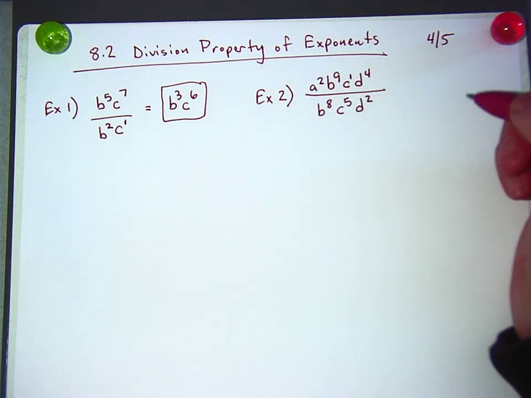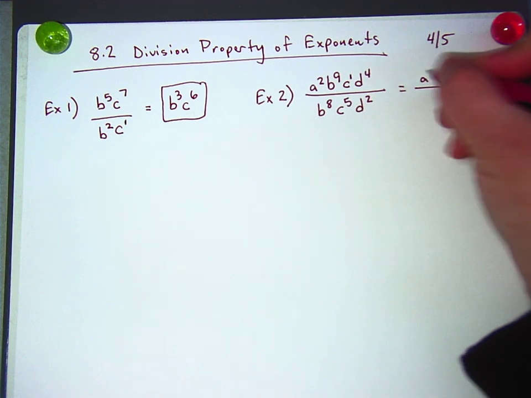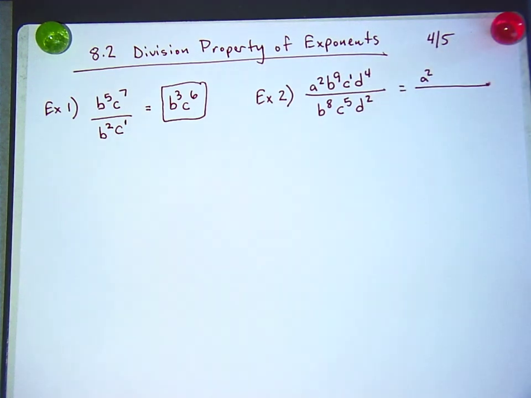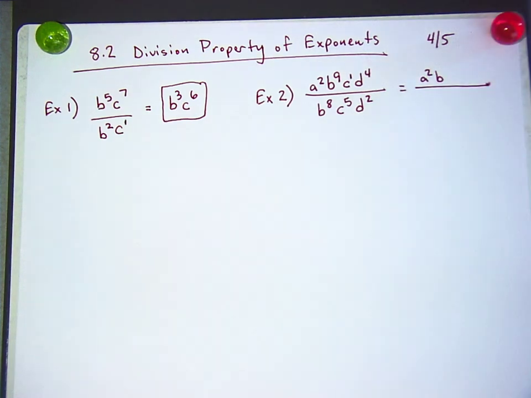Where are the a's? There's only one. They're only on the top, so I'm just going to leave them up there. I can't cancel anything. That's just a squared. For the b's, I've got 9 b's on top and 8 b's on the bottom. So it would be one b on top. Just b, either write b to the first or just b. But if you write b to the first, it's still right.